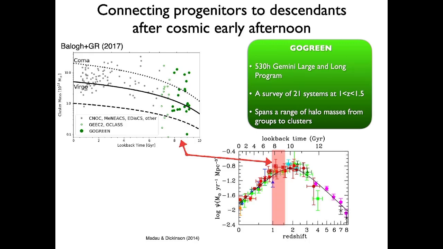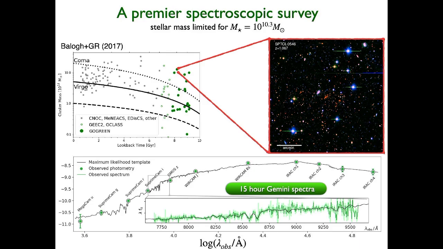The purpose of GoGreen was that we wanted to pick systems at higher redshift, z greater than 1, that were the likely progenitors of Virgo to Coma mass clusters today. The backbone of this was a 530-hour large and long program conducted at the Gemini Observatory with GMOS. It targeted 21 systems from a redshift of 1 to 1.5 at, I would say, cosmic mid-afternoon. So these are right after cosmic noon, when the star formation rate density was starting to decline. We picked our clusters right over there, and we had clusters and groups, so a total of 21 systems over that redshift, spanning a large range in halo mass.